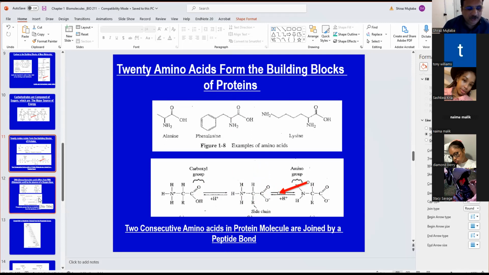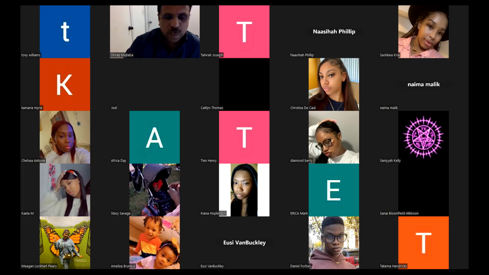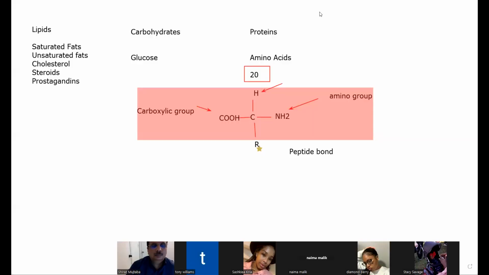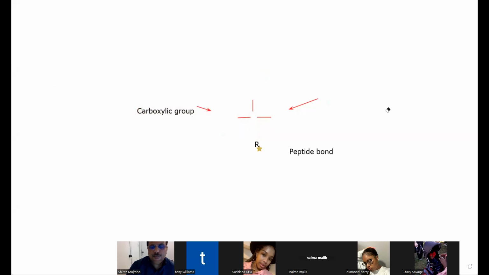Now we are going into the fourth and the last macromolecule, that is called nucleic acid. I would like to go to the whiteboard. The fourth biomolecule is nucleic acid.